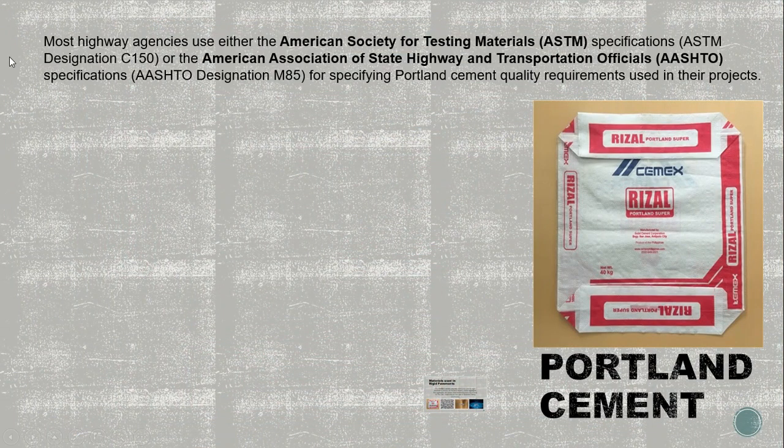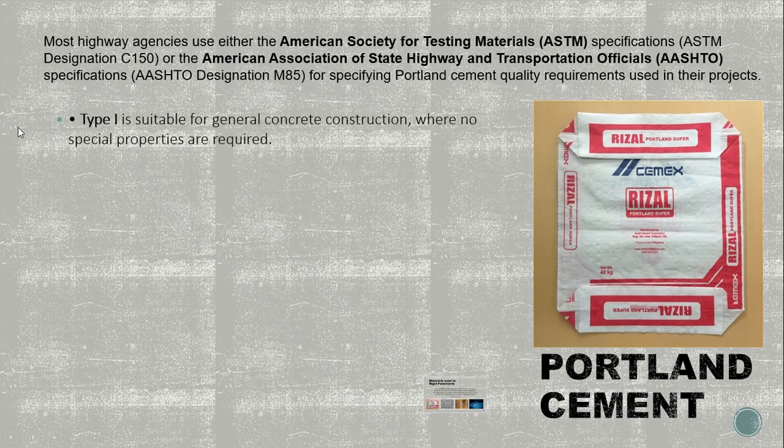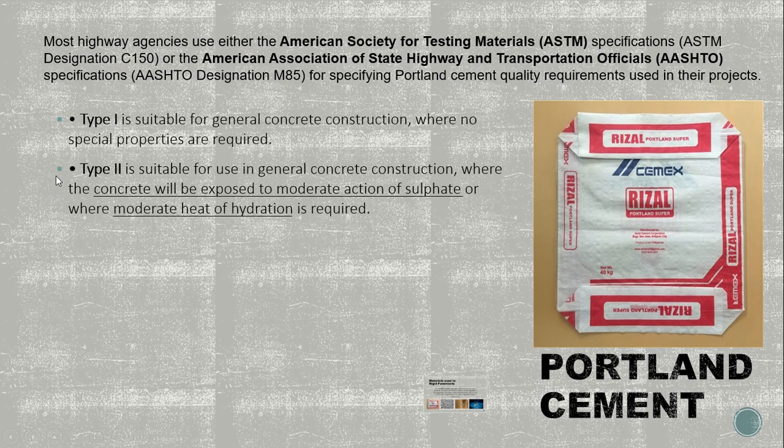Most highway agencies use either the ASTM specifications or the ASTM designation C150 or the AASHTO specifications or AASHTO designation M85 for specifying Portland cement quality requirements used in their projects. So there are basically five types of cement. The first type is the Type 1. It is suitable for general concrete construction, where there are no special properties required for the concrete.